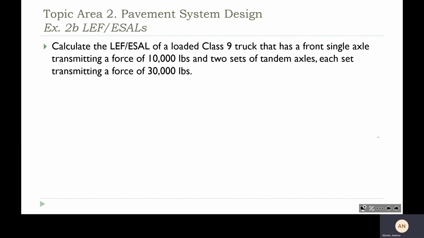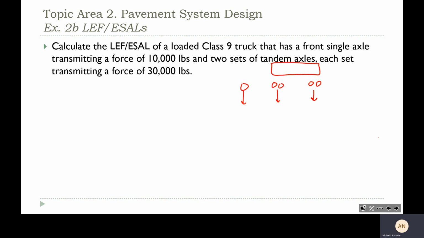So then this example is using the table. Calculate the LEF of a loaded Class 9 truck that has a front single axle transmitting a force of 10,000 pounds and 2 sets of tandem axles, each set transmitting a force of 30,000 pounds. So you don't necessarily need to know what a Class 9 truck is. They give you all the information you need. So you've got one single, you've got 2 tandems, 2 sets of tandems.